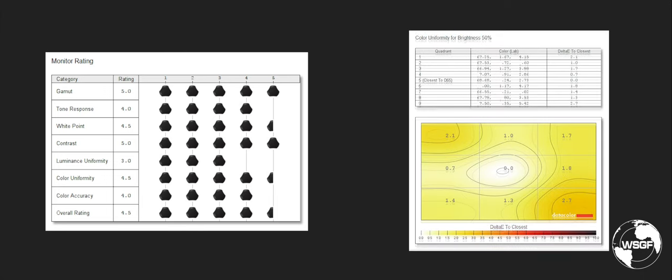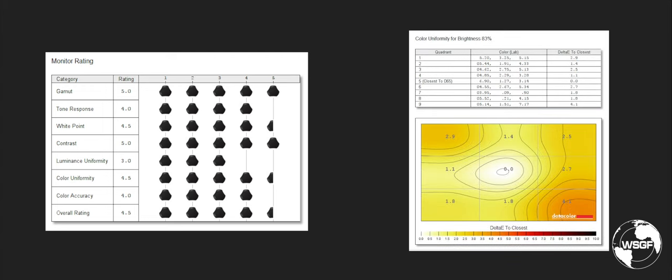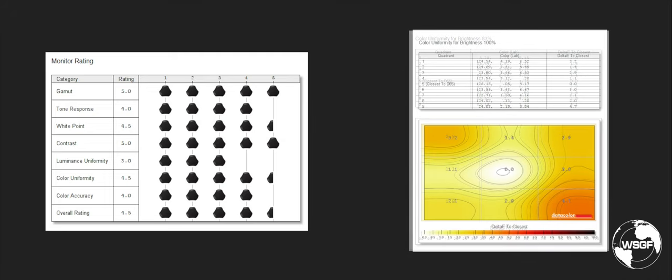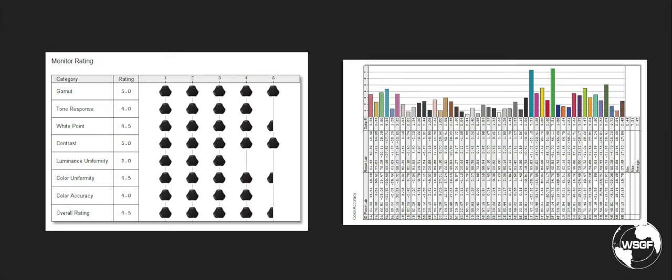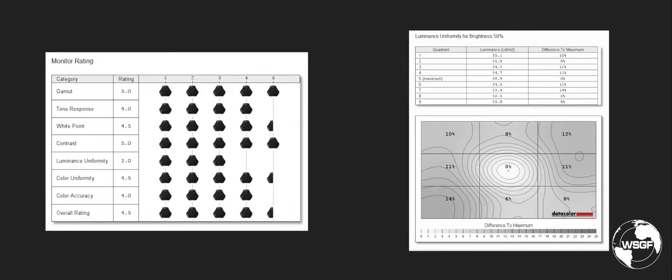Here we see the color uniformity. The best performance is at 50% brightness. As brightness increases, the upper left and lower right corners show the greatest variance. Here is the full color accuracy panel. The average delta E is 2.47, with the greatest variance with 1F blue and 5F green. Running the HP Envy 27 with a recommended brightness of 55% produces excellent results, with Spyder giving it a 4.5 out of 5 puck rating. The one weak spot is the luminance uniformity.